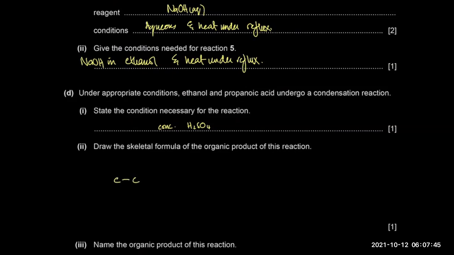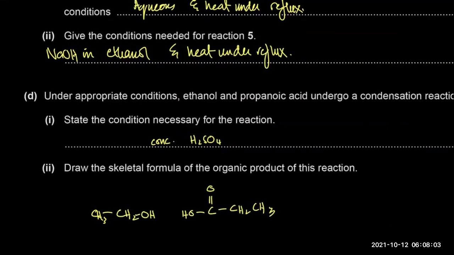So we have ethanol, CH3CH2OH, and we have an acid, which is propanoic acid. What happens here? The alcohol, if you remember, loses the H because the oxygen from the alcohol bonds over here. So the alcohol loses the H and the acid loses the OH. If we remove the H and the OH, we're left with this.